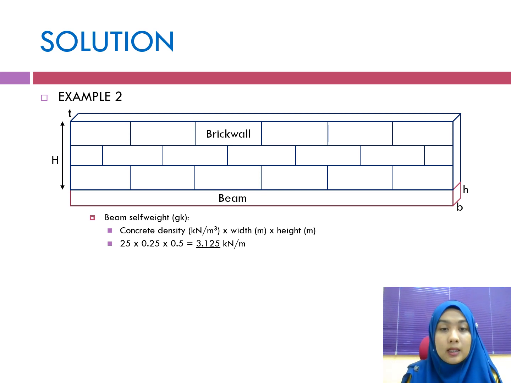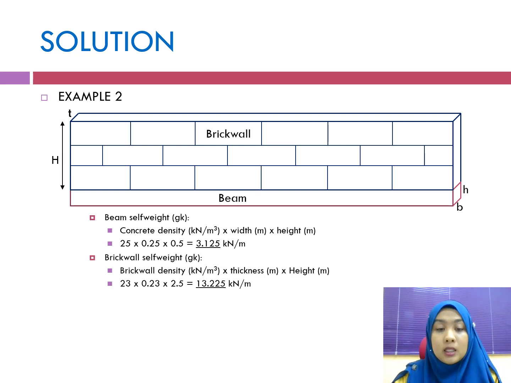Next, you calculate the brick wall self weight. The brick wall self weight equals the brick wall density given, 23, times the thickness of the brick wall, 0.23 meter, times the height of the brick wall, 2.5 meter. So you get the brick wall self weight equal to 13.225 kilonewton per meter.